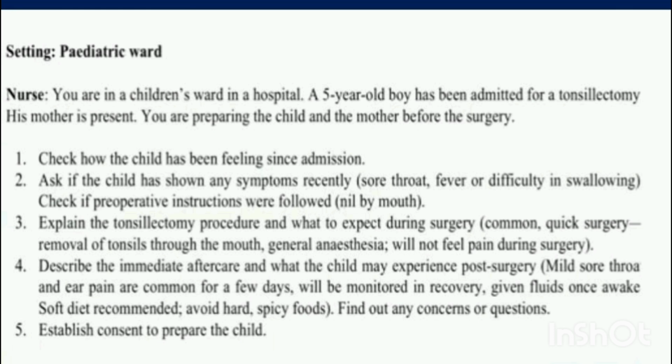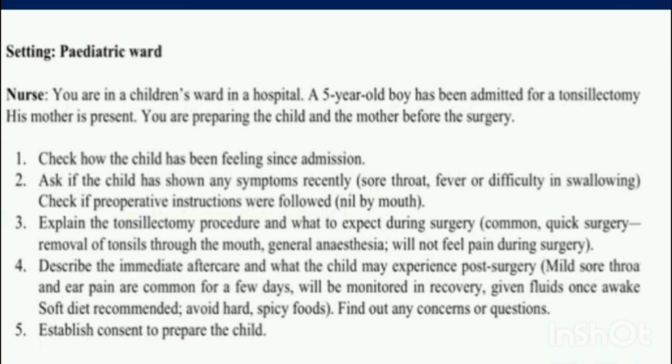Next we can proceed to task number 1. Here task number 1 is check how the child has been feeling since admission. So here the check means clarification. We can ask the mother how her child is since he was admitted to the ward. So we can construct the sentence like this. "I would like to know how John has been feeling since admission." His mother said that John is good. So we can say, "I'm glad to hear that."